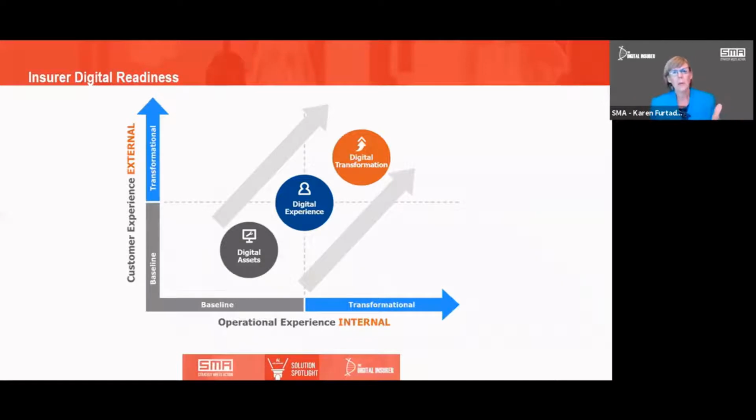At SMA, we think about it in 2 paradigms. On the left side, you'll see the customer experience. On the bottom, the horizontal axis, you'll see operational experience. Clearly, there is an interaction, both from what I would say to be that outside-in perspective, your policyholders, your claimants, etc., and the inside-out experience, which would be all of your internal workers. All are involved in this transformation.